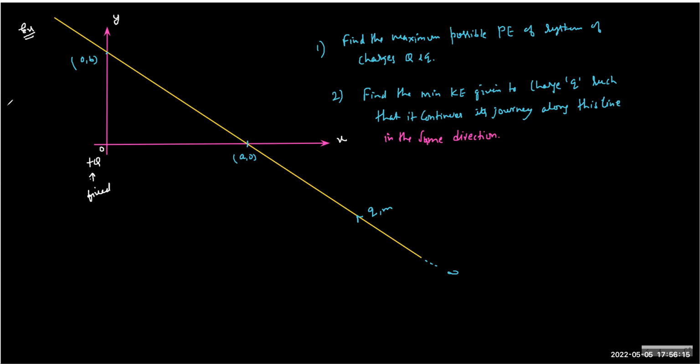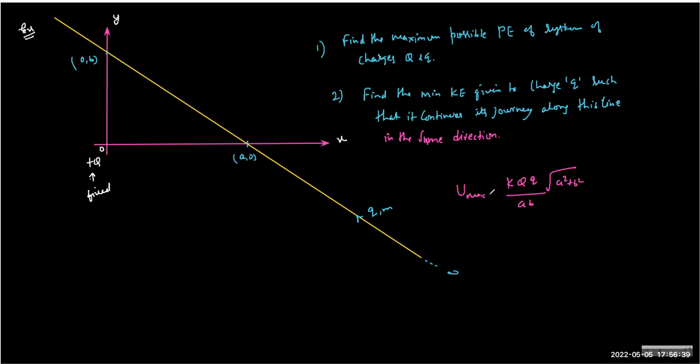So are you finding it difficult? Sir, I'm getting the answers. What is the answer for the first part? For the first part, I'm getting the answer as KQq under root a square plus b square by ab, sir. Yeah, very good. Like this one, right? Yes, sir.